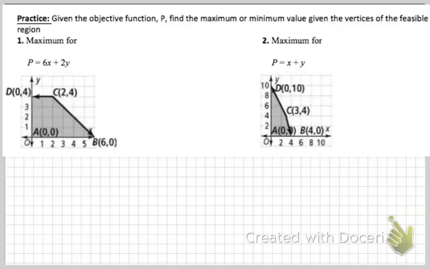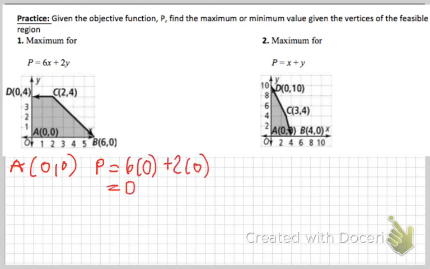So if you flip your worksheet over to the back, you'll see 4 problems. And I'd actually like you guys to complete these problems, but I'm just going to model for you what I'd like you to do. So the idea is, given the objective function p, you're finding the maximum or minimum value given the vertices of the feasible region. So if we look at the first problem, I see vertices A, B, C, and D. So A is the point 0, 0. When I plug that into my objective function, I just get 6 times 0 plus 2 times 0, which is 0. So that is clearly my minimum, but I'm looking for my maximum, so I've got to keep going.